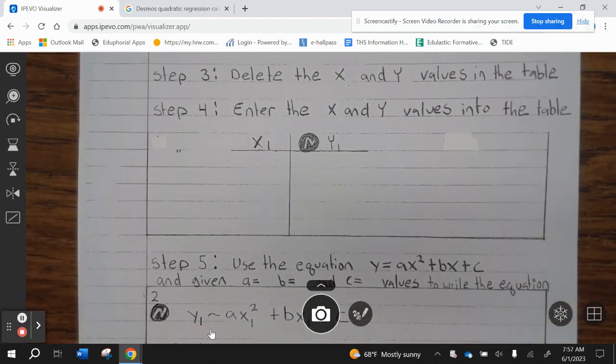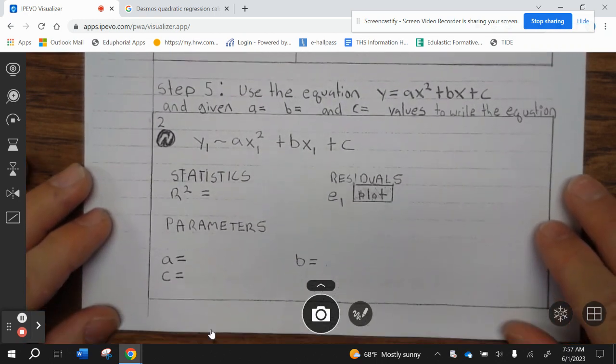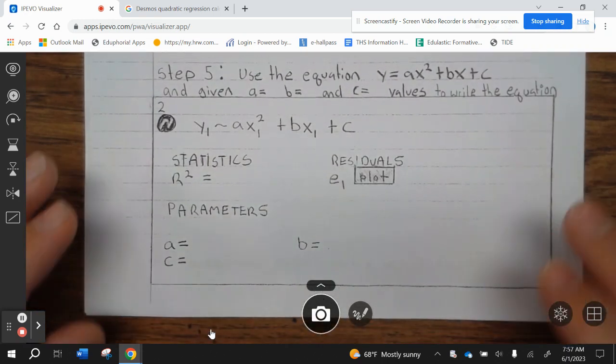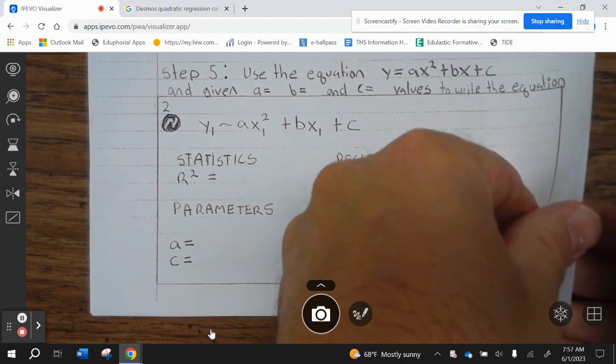Step 3, delete the x and y values in the table. Step 4, enter the x and y values into the table. Step 5, use the equation y equals ax squared plus bx plus c and the given a equals, b equals, and c equals values to write the equation. All right, go ahead and finish that up, and let's take a look at the first example.